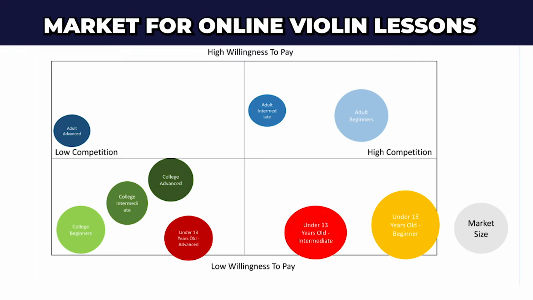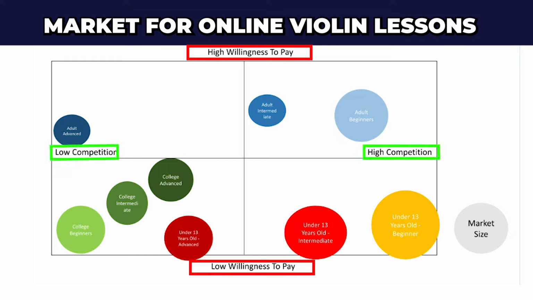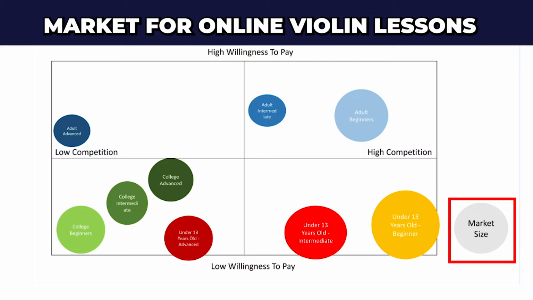All right, you're back. So let me share with you how I would approach this exhibit. This chart has data about the willingness to pay and the competitiveness across various market segments for people looking for violin lessons. It gives an idea about the level of competition from other violin instructors. The market size of each segment is portrayed using the size of the circle.